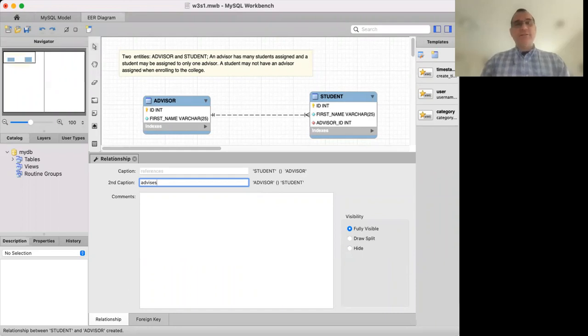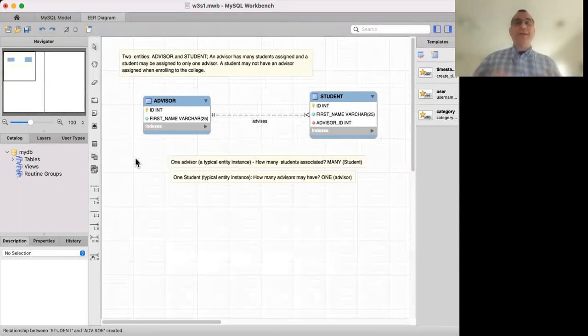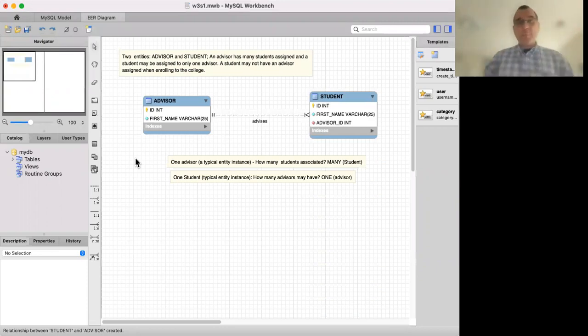Advisor advises student, but you can put it differently. So the name doesn't matter. So now we solve another problem. We give a name. The next part that we need to do is to decide on participation, and that's very important.